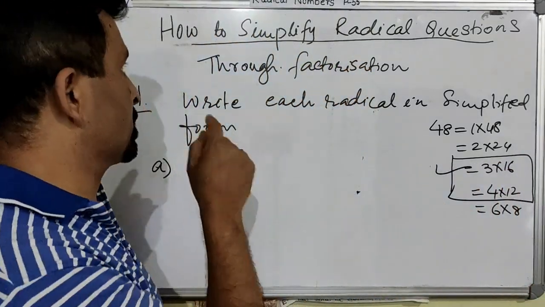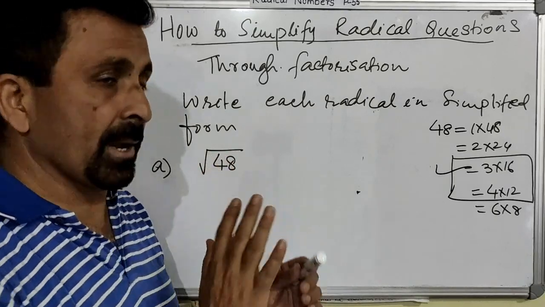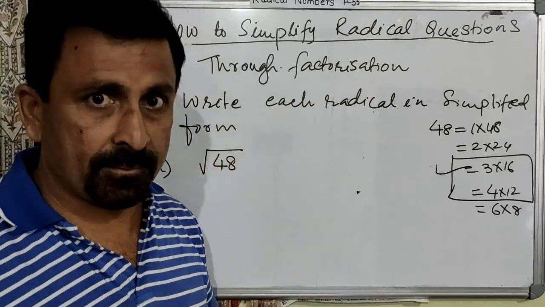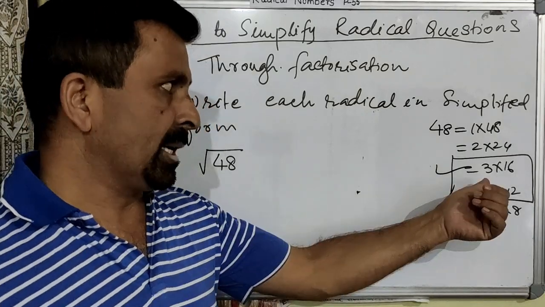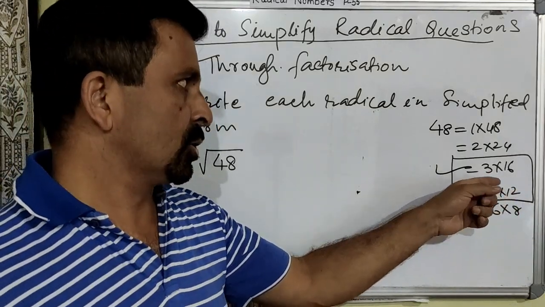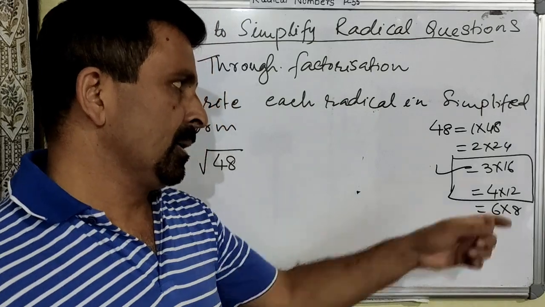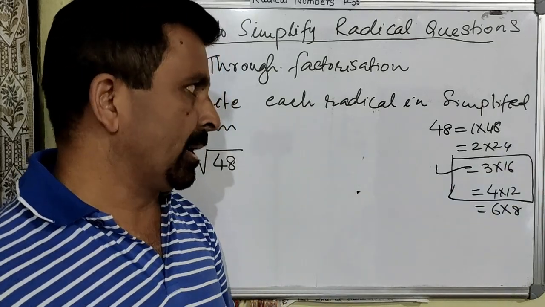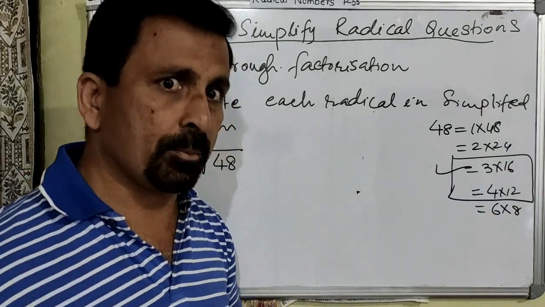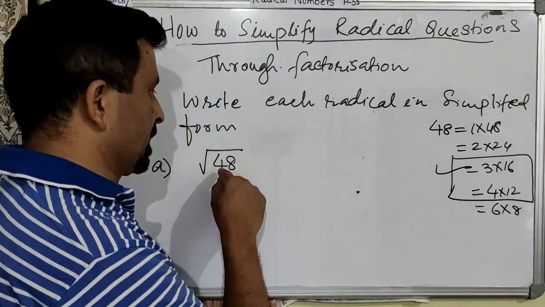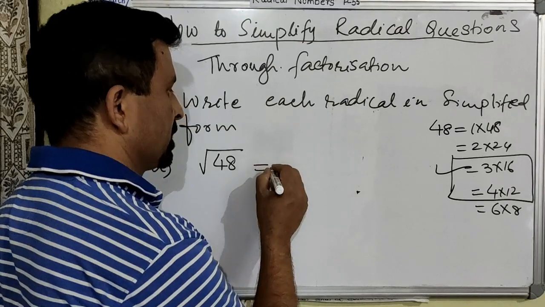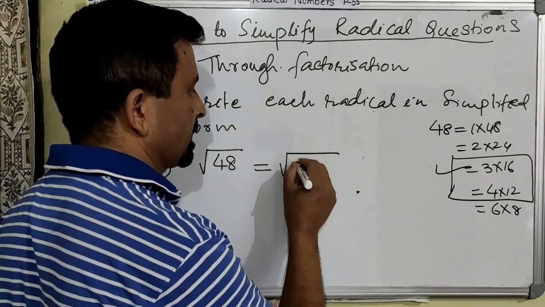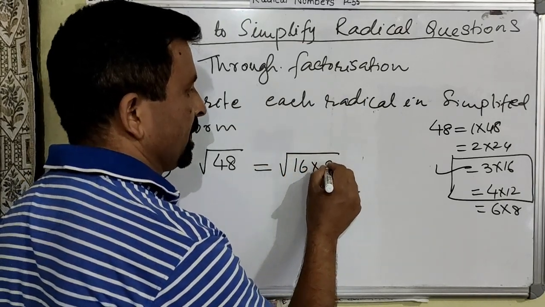I told you we will solve every radical question by factorization. This factorization can be the general method of factorization or the prime factorization method. Right now I am doing it by the general factor method. After writing all the pairs of factors, we select the pair in which we have the biggest perfect square number. Therefore, 48 can be replaced by this pair, so it can be written as 16 into 3.